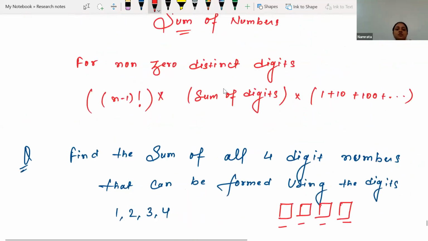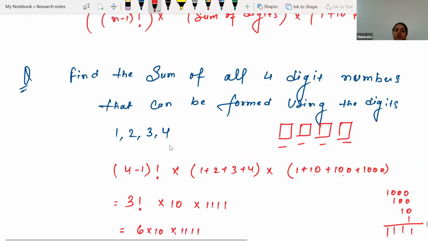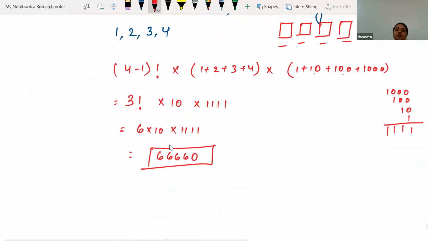So what was the question? Find the sum of all 4 digit numbers. We have to find the sum of all 4 digit numbers that can be formed using these digits. And this one is the answer. Are you getting it? Yes, ma'am.